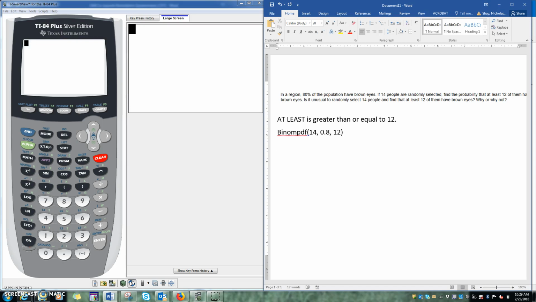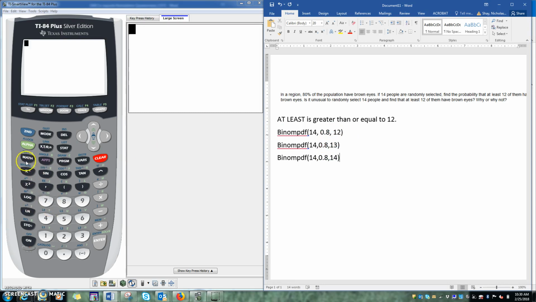So we're going to do it with 12. Same setup here, 14, 0.8 is the probability. Now, also could be 13. Then we're going to finally do it again with 14, comma 0.8, comma 14. Because when we say greater than or equal to 12, that's all of the numbers greater than or equal to 12, right? Now we're going to go over to our calculator.